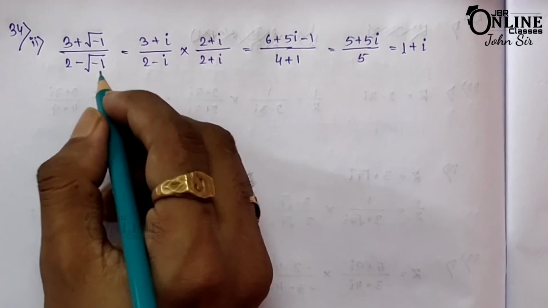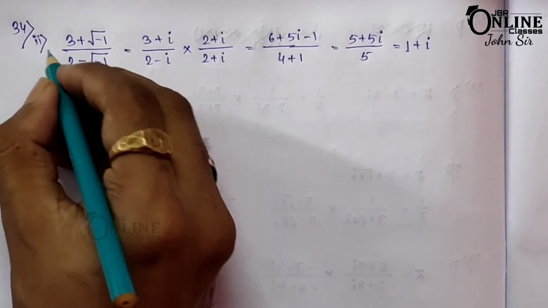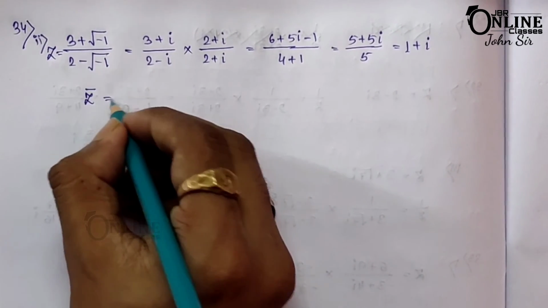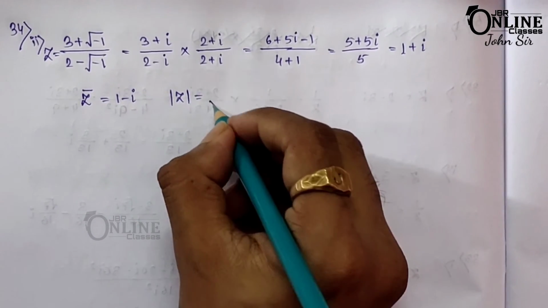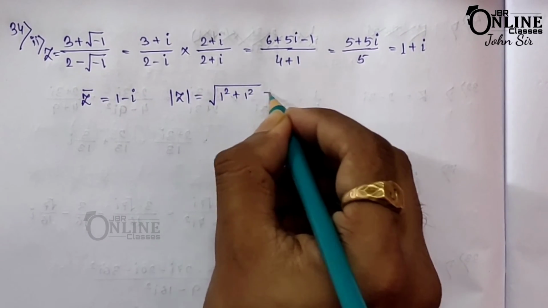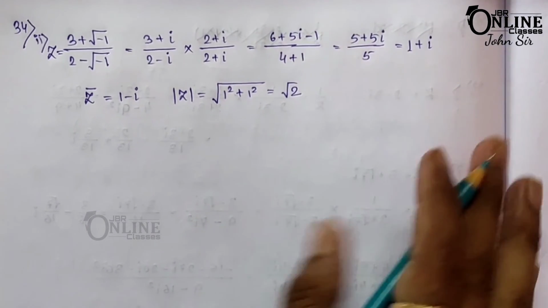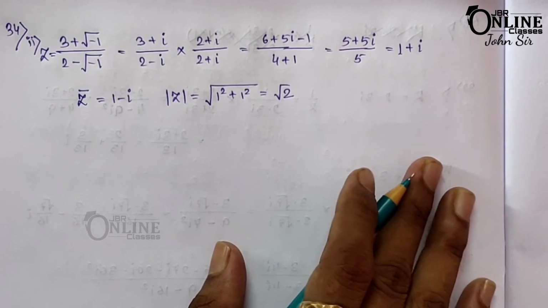Now if you find out the conjugate of this one, if this one equals z, then z bar equals 1 minus i, and you have to also find out the modulus. So it will be √(1² + 1²), and that equals root 2 is your answer.